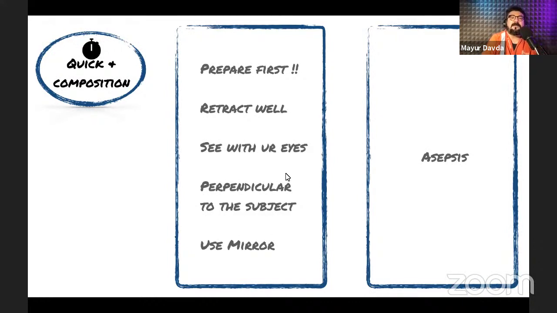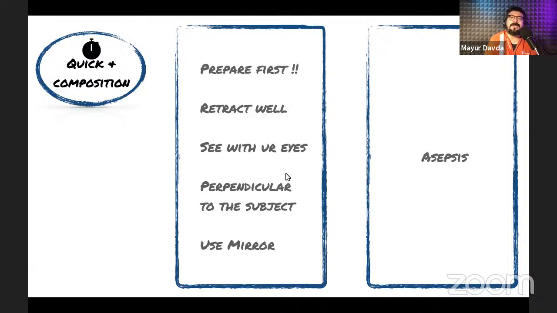So, number one is prepare yourself first. Number two is retract nicely. Number three is try to see the subject with your eyes first. Only if you're happy with what you are seeing, the camera is going to help you. There is no point of getting inadequate retraction. You're not even happy with what you're seeing, and you're just taking the camera in your hand, which I've seen n number of times in my workshops. People don't prepare themselves, they don't retract well, they don't even see with their eyes properly, and they just go ahead and take the camera in their hand.